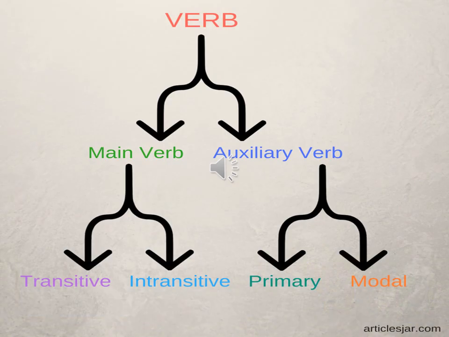See children, verbs are of two types, that is main verbs and auxiliary verbs. Main verbs can further be divided into two categories, that is transitive and intransitive verbs, and auxiliary verbs can further be categorized into two types, that is primary auxiliary and modal auxiliary verbs.